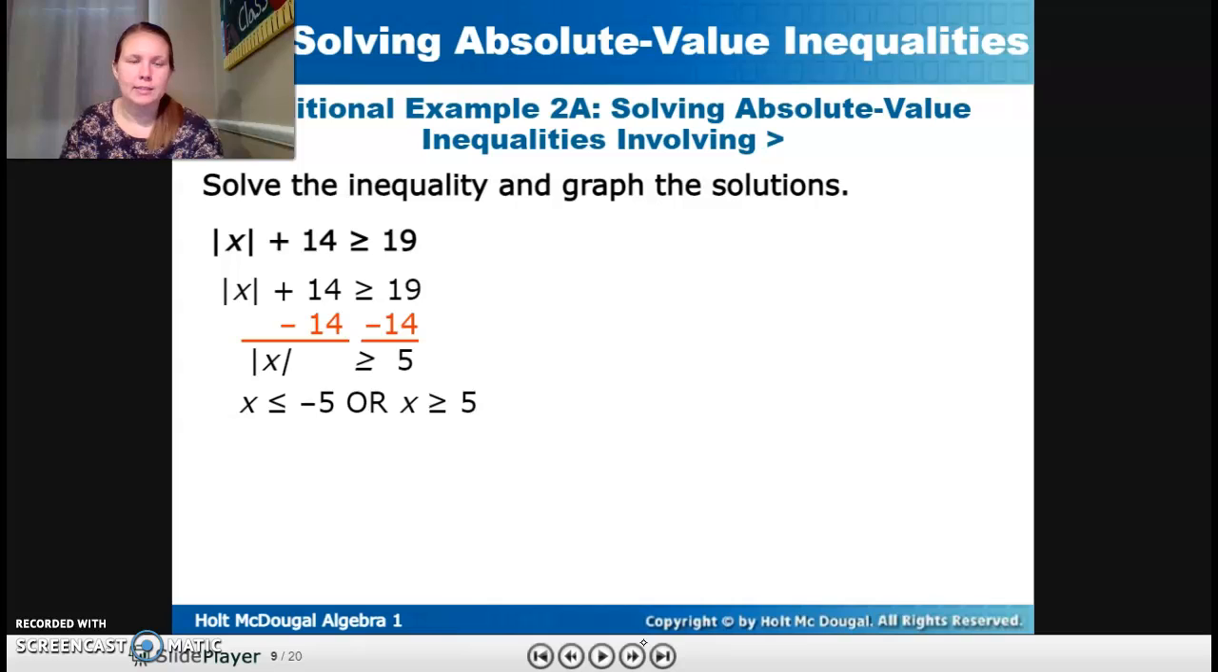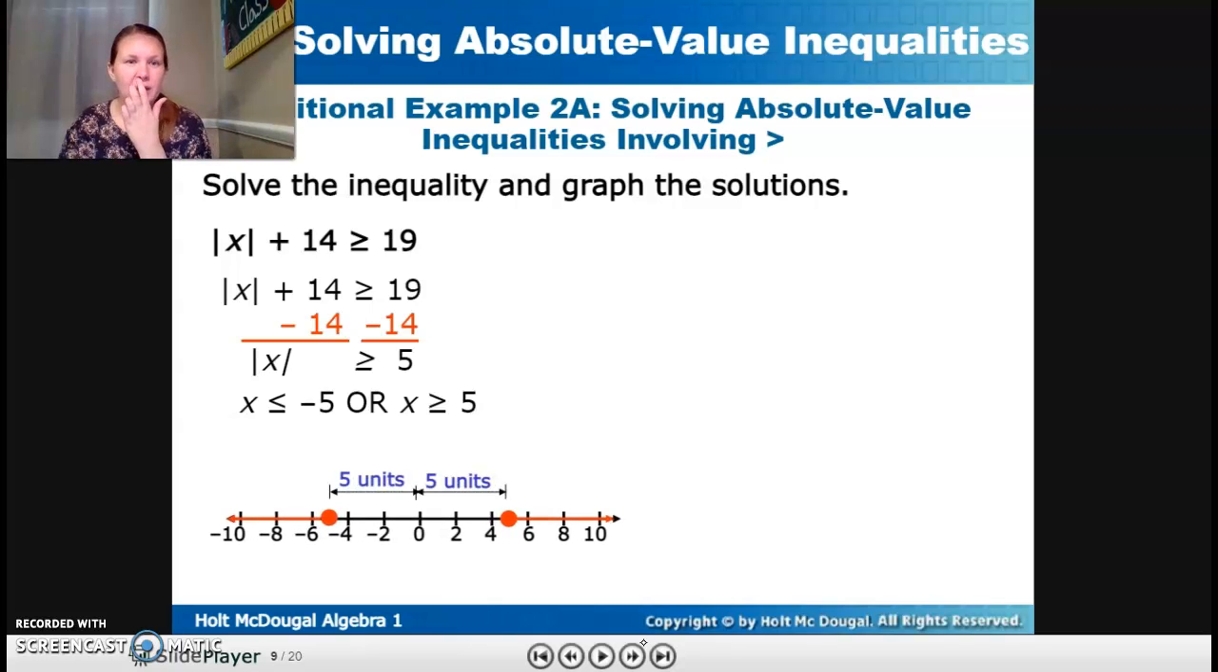And here you can see, the first one stays positive, the sign stays the same. When I make it a negative, I flip the sign. That's probably the other trickiest part here. So if I'm going to graph those, both of them get a closed circle 5 units away from 0. So that positive 5, that negative 5, and they're going in the opposite direction. So I could have something bigger than positive 5 or smaller than negative 5.